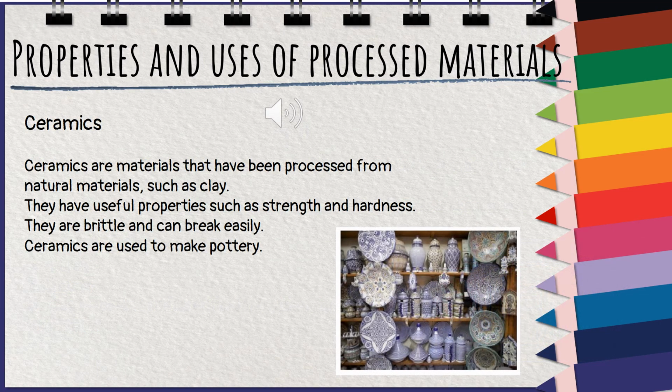The last processed materials that we are going to look at today are ceramics. Ceramics are materials that have been processed from natural materials such as clay. They have useful properties such as strength and hardness. They are brittle and will break easily if you drop them. Ceramics are used to make pottery.